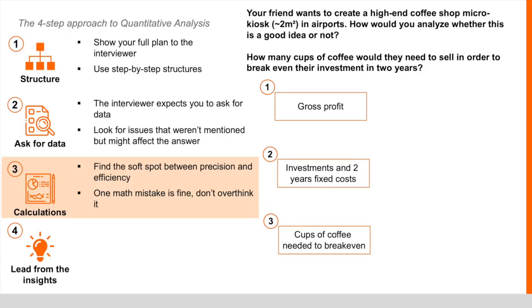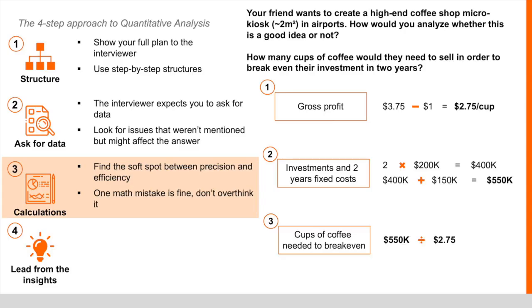So step number 1, I'm going to find the profit per cup of coffee. And that is 3.75 minus 1, that's 2.75. Step number 2, I'm going to find what is 2 years worth of fixed costs plus the investments. So that's 2 times 200,000 plus 150,000. 2 times 200,000 is 400,000. Plus 150 is 550,000. Now, step number 3, 550,000 divided by 2.75.